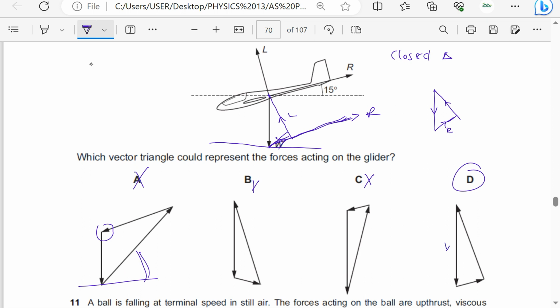This is the weight, this is R, and this is L. You notice that it carefully matches the forces we have on the diagram. So the answer is going to be D, and this is forming a closed triangle, so there is no resultant force. If you check, this one is closed, but R has been reversed. This one is closed, but R is pointing in an awkward direction. This one is also closed, but this vector has been changed. So the answer is D.